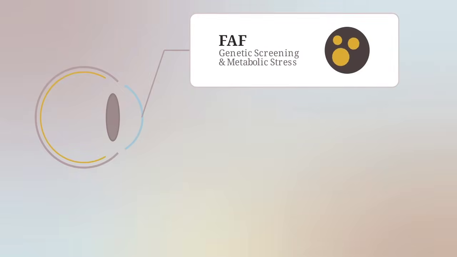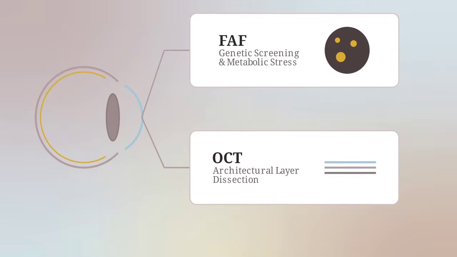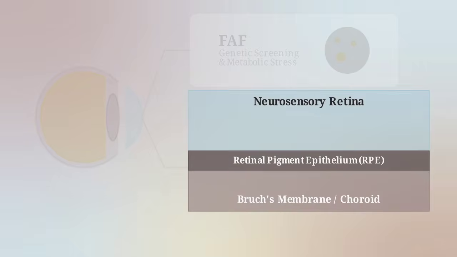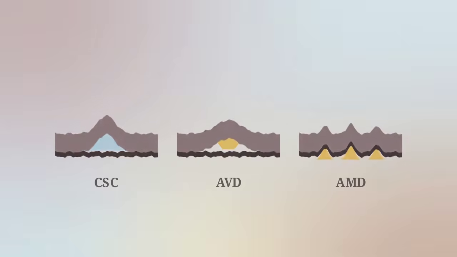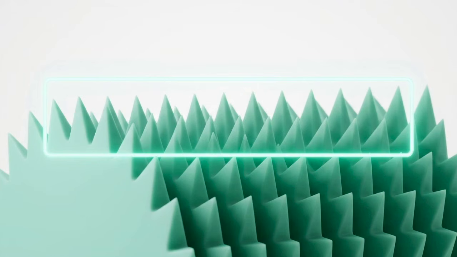Beyond that, practitioners must utilize FAF for baseline genetic screening and dissect OCT architecture to locate the precise layer of fluid or deposition. As these varied macular diseases progress toward end-stage atrophy, their physical appearances converge. Differentiating them late in the disease process is nearly impossible, making early, accurate biomarker identification your only defense.